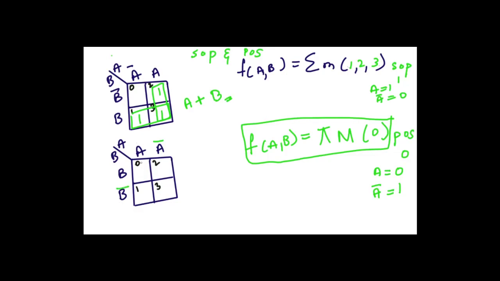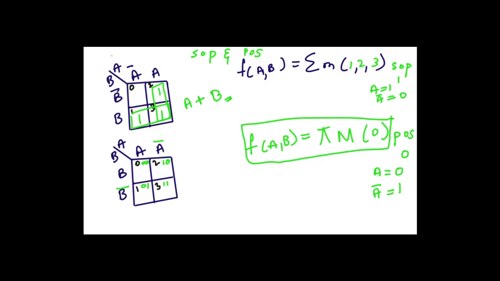So now according to this, what will you get? If it is A, that means 0. What is B? 0. So 0, 0, that means 0th cell. Next, A bar means 1, B means 0. This is 1 and 0, that means second cell. Next, A means 0, B bar means 1. That means 0 and 1, that means first cell. Next, A bar, B bar, 1 and 1, that means third cell. So in this way, you represent a K-map for POS.